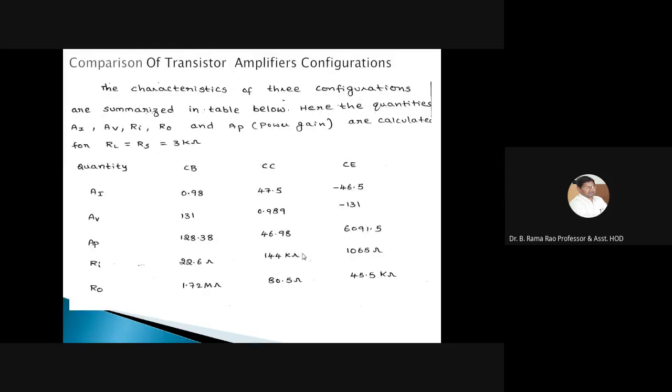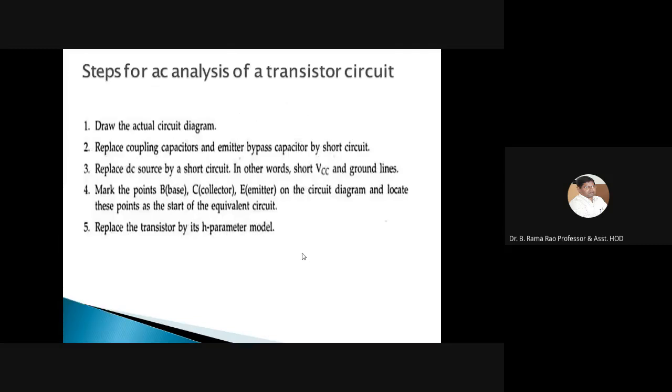After that, we have compared the transistor amplifier configurations with their typical values. What is the voltage gain, current gain, input impedance or output impedance of the different configurations? These are the steps to analyze the transistor amplifier circuit. So this is the way to draw this one.